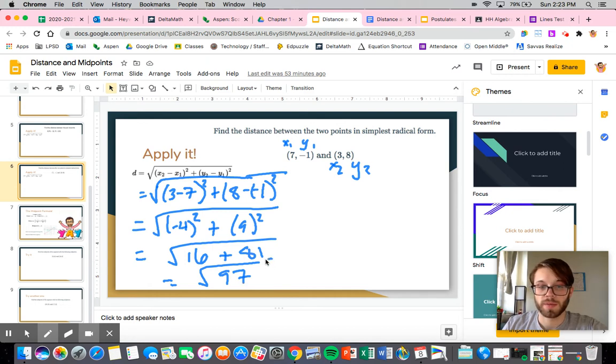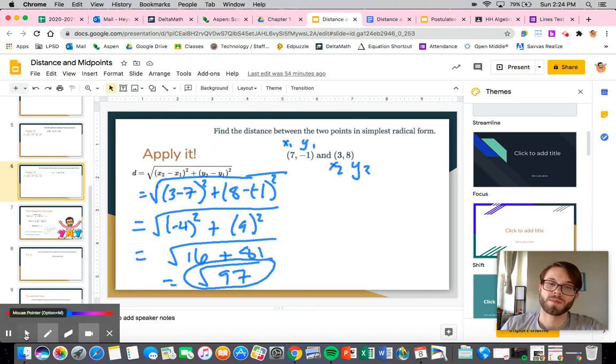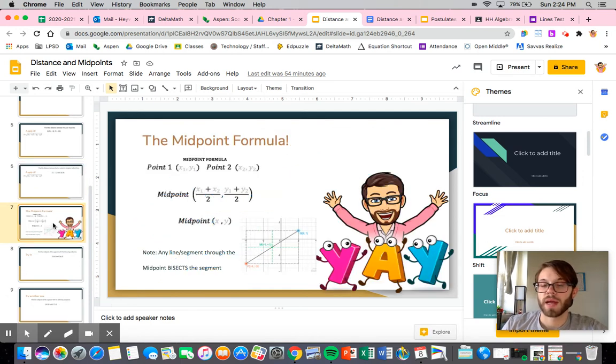So this ultimately right here, even though you're probably looking at it and going, oh, I don't like that, you can leave that as an answer. All right. So let's now look at the next thing that we're going to work on. We've just done the distance formula, where we're finding the length of a segment, but now we're going to find its middle.